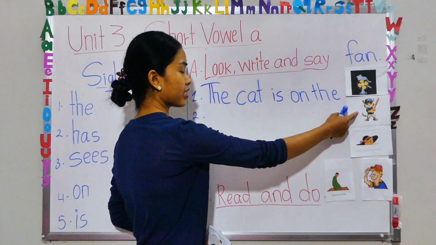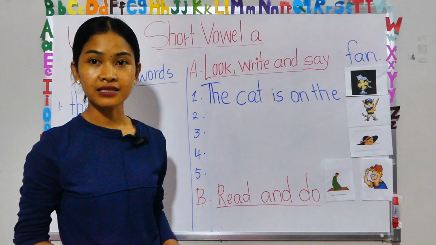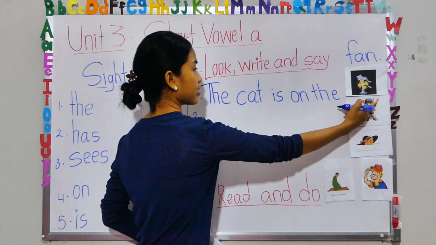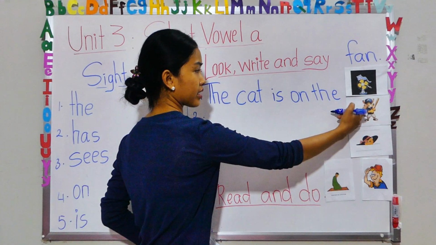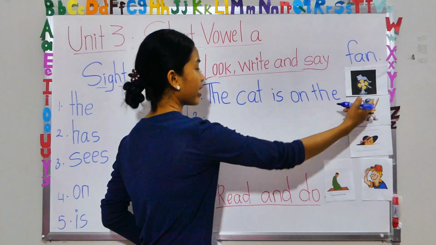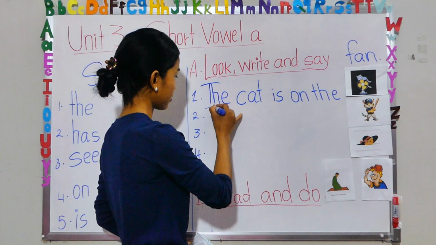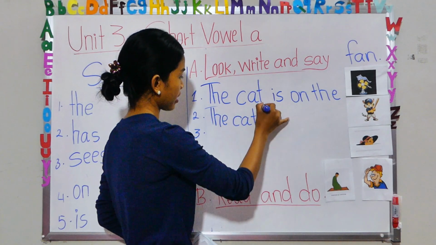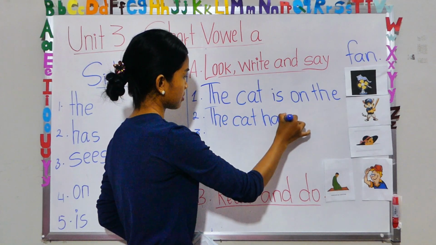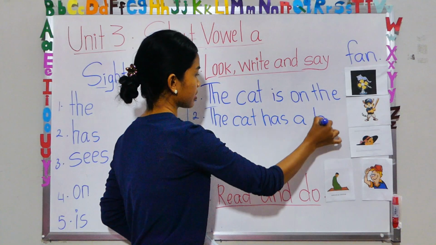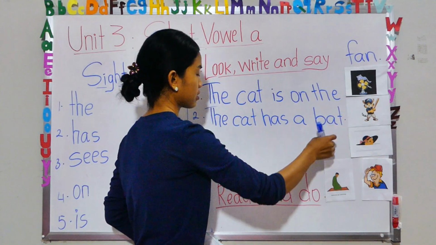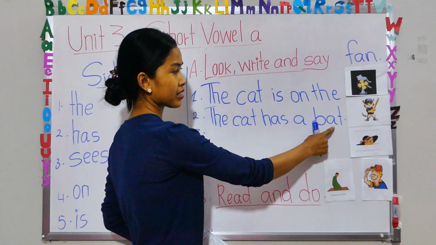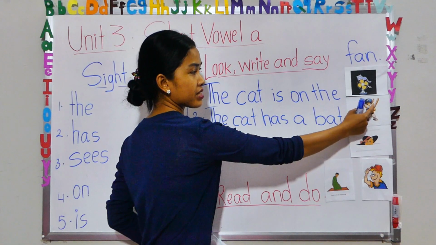What does the cat have? What does the cat have? The cat has a bat. The cat has a bat. The cat has a bat. This is the cat. He has a bat.